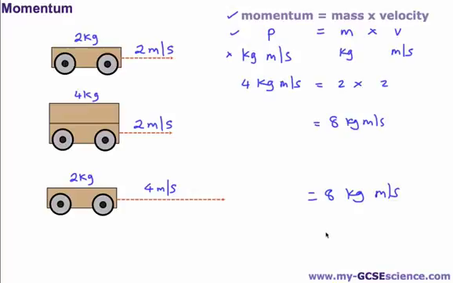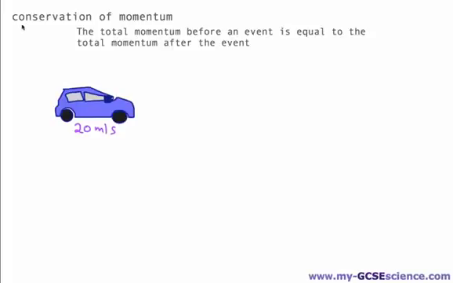We're now going to get into a couple of more involved examples and look at this idea of conservation of momentum. So the conservation of momentum, this is something that you do need to know about. The conservation of momentum says that the total momentum before an event is equal to the total momentum after the event, and by event we mean either a collision or an explosion. So we're going to look at these two scenarios now.